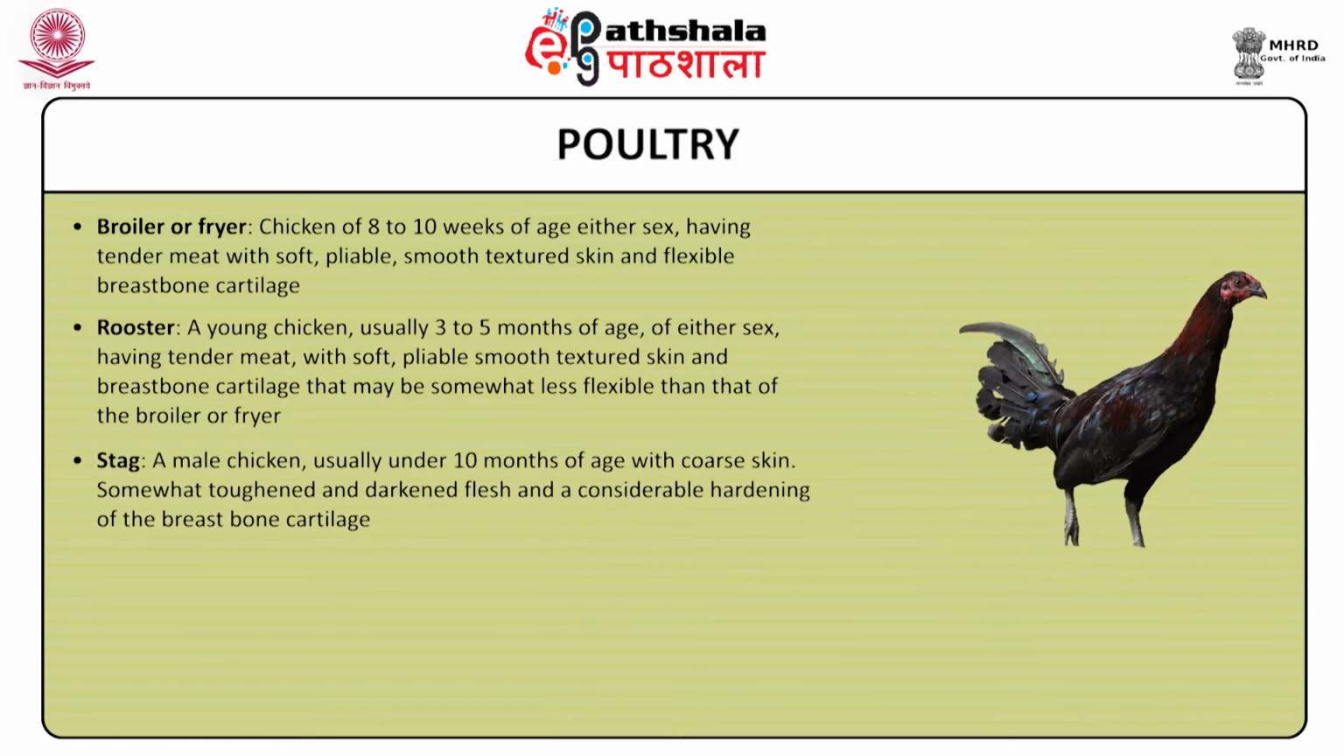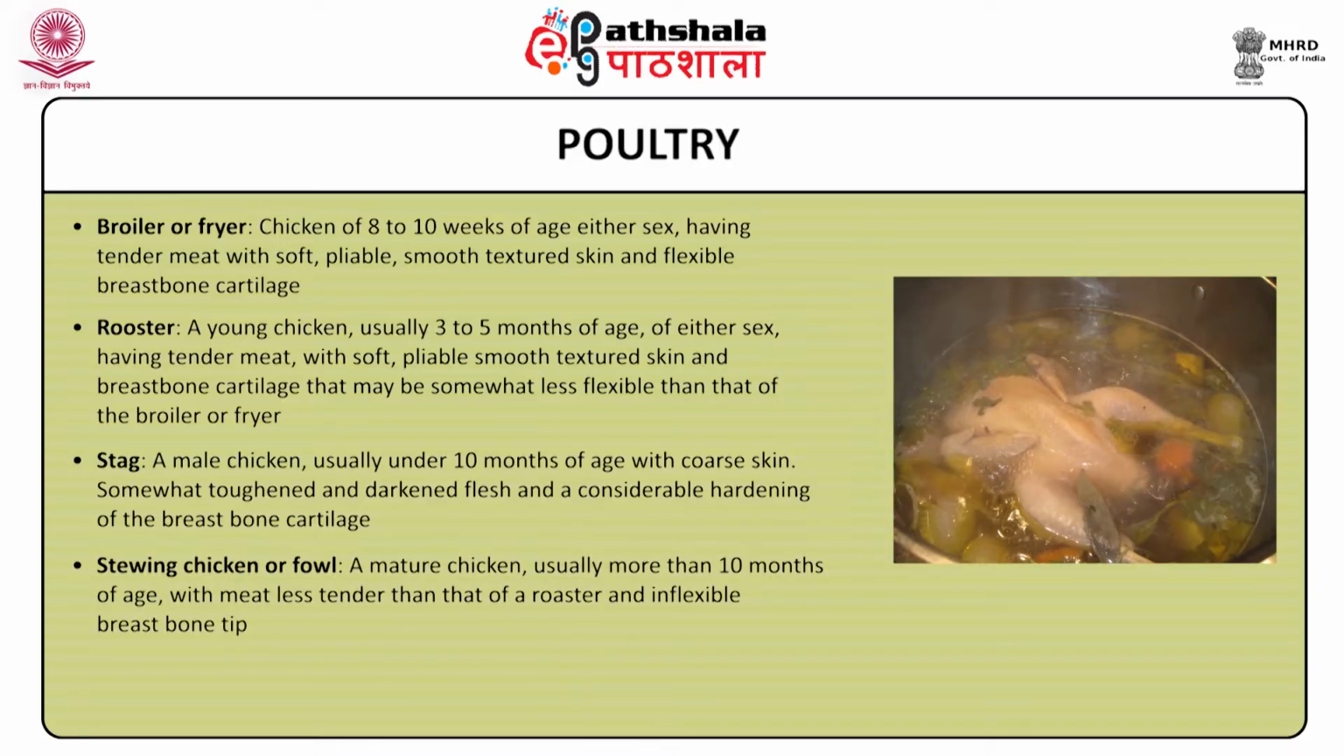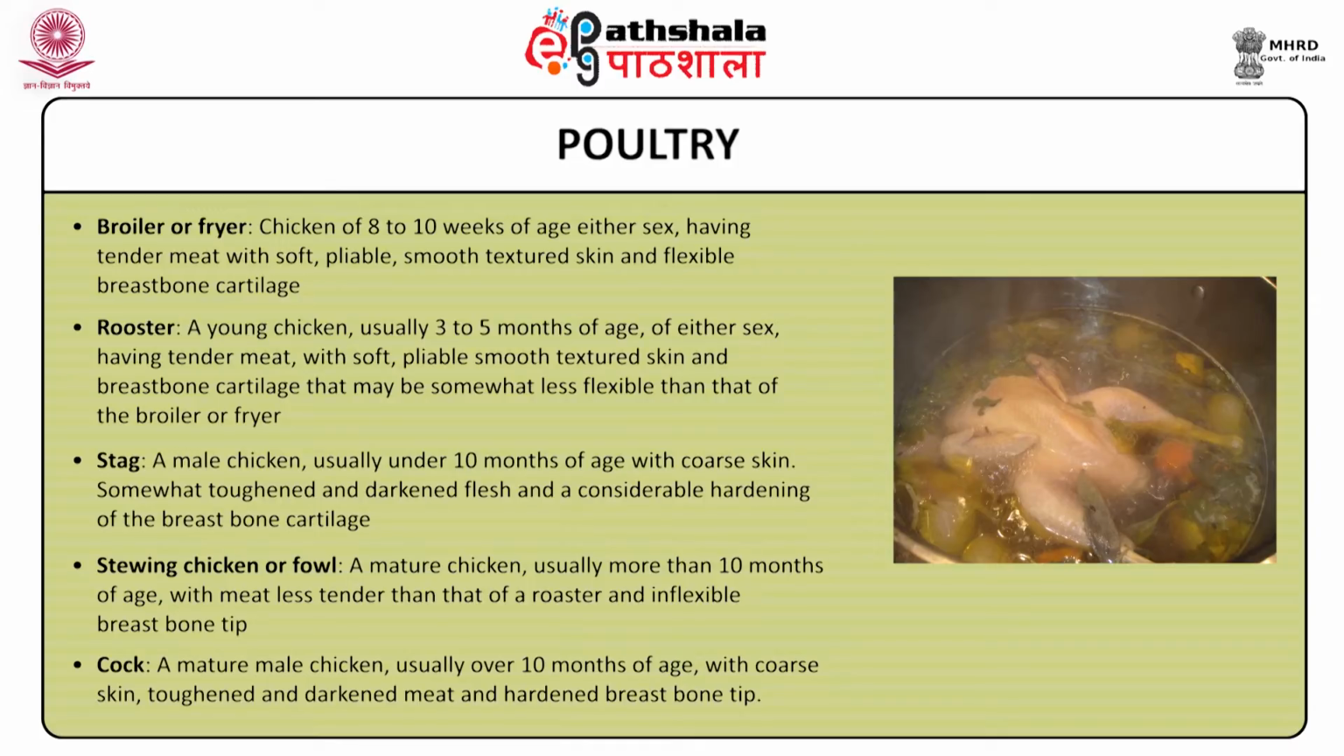Stag. A male chicken usually under 10 months of age with coarse skin, somewhat roughened and darkened flesh, and a considerable hardening of the breastbone cartilage. Stewing chicken or fowl. A mature chicken, usually more than 10 months of age, with meat less tender than that of a roaster and inflexible breastbone tip. Cock. A mature male chicken, usually over 10 months of age, with coarse skin, toughened and darkened meat, and hardened breastbone tip. How do you choose poultry?